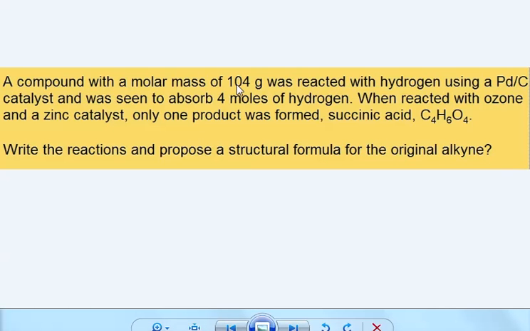So let's start with that 104 grams per mole information. Of course, we can take a molar mass and turn it back into a chemical formula because the majority of hydrocarbons is made up of carbon and hydrogen in a 1:2 ratio. So 14, the mass for CH2, we can divide that molar mass by 14 to work out roughly how many carbons and hydrogens there are.